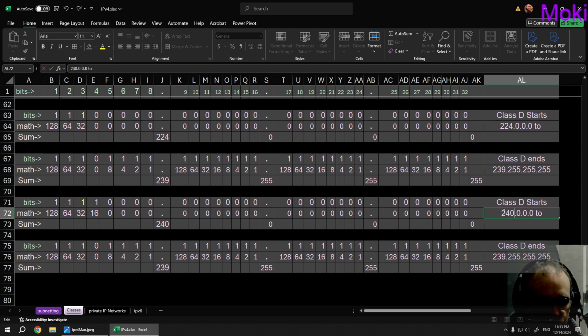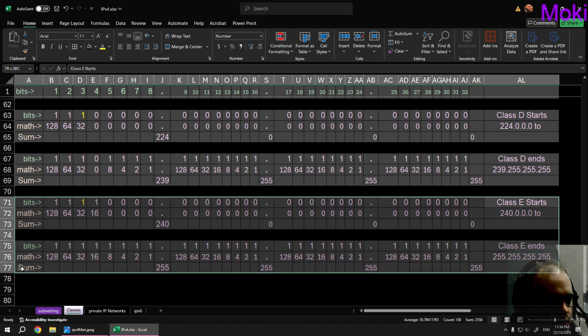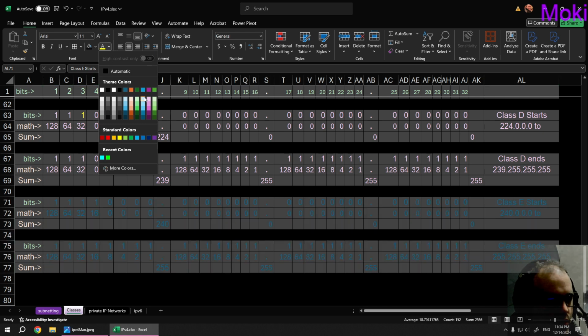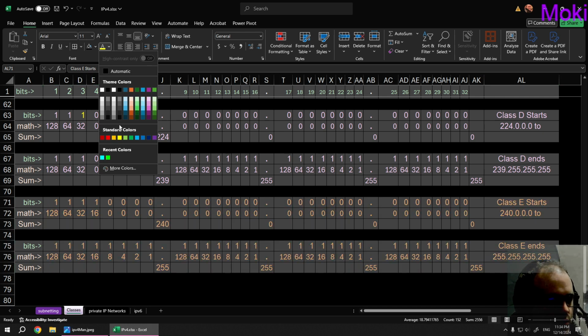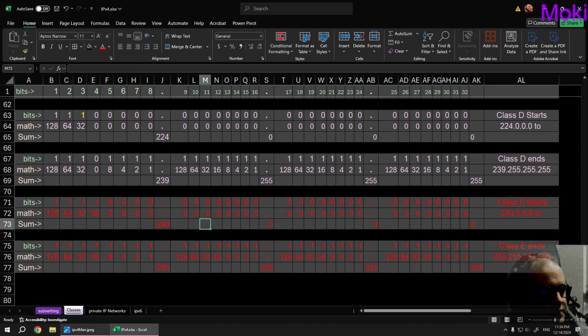So this is 240, and this last one is 255. And this one is going to be Class E. Oh, I had to capitalize. E. We got 240 and then 255. So everything is done, and we're done. The entire IP addresses section is done. Good color. Red, like that. Okay.